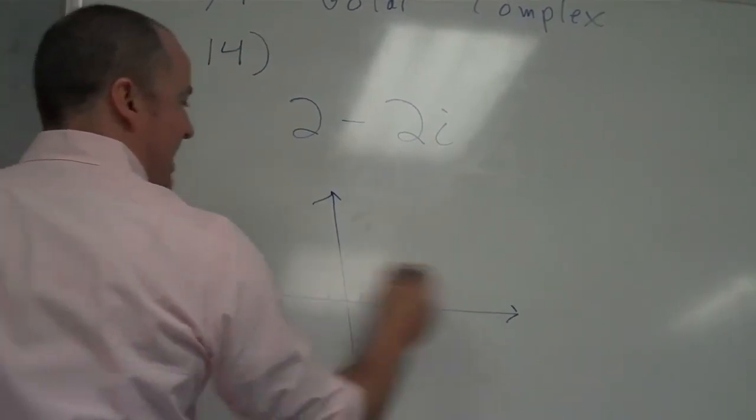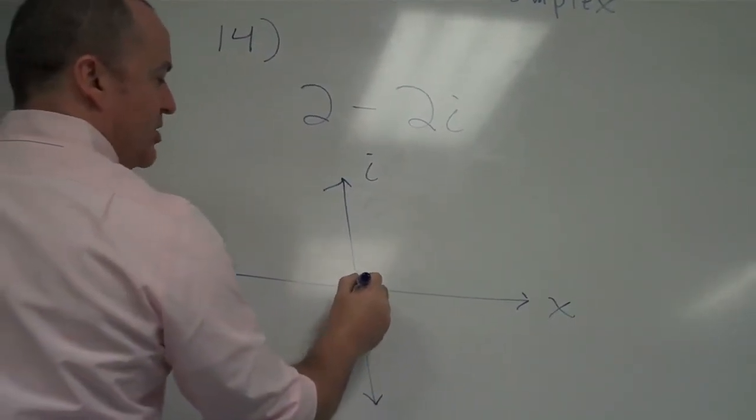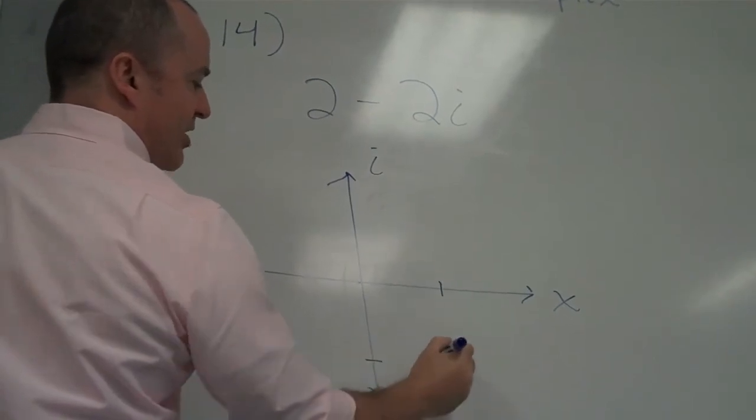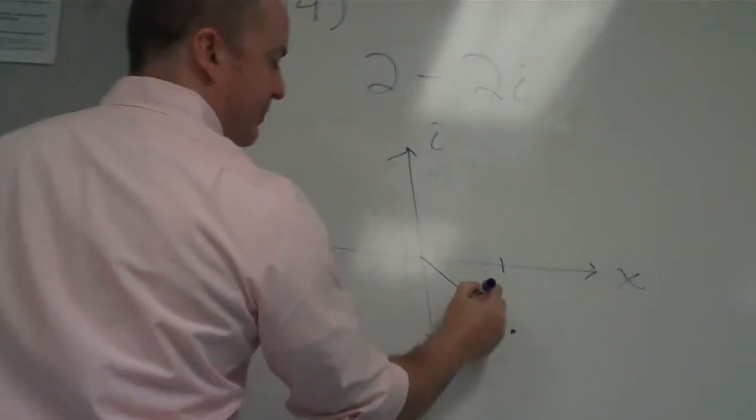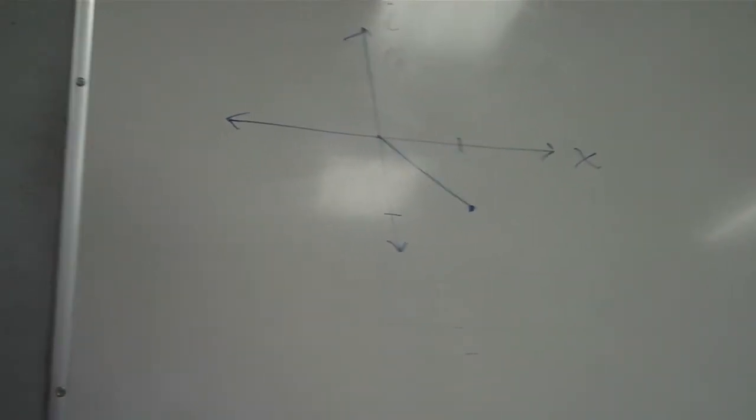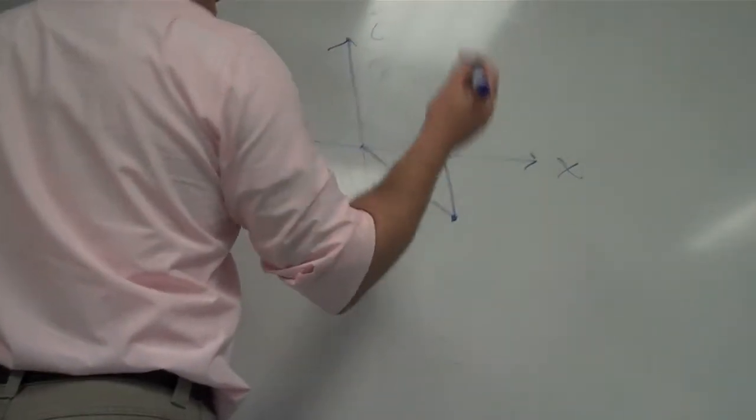Here is my x-axis, here is my y-axis. So this says go 2 units along the x-axis and then 2 units down along the y-axis. You have a couple of choices here. What kind of triangle is this? 45, 45, 90. Isosceles, the legs are equal.